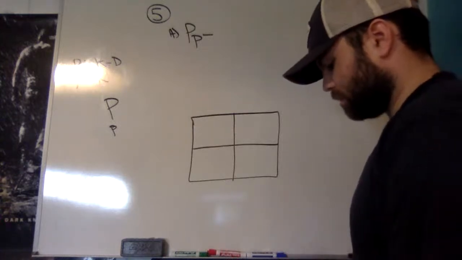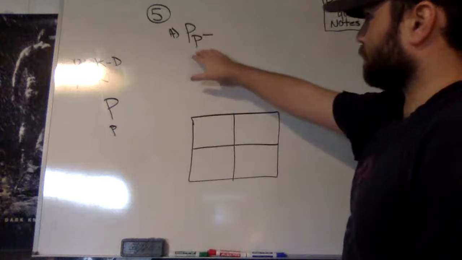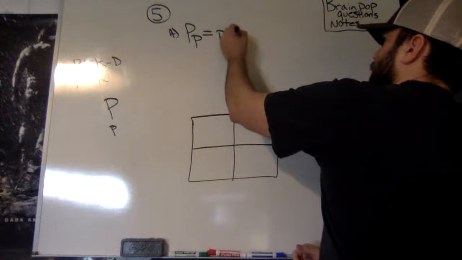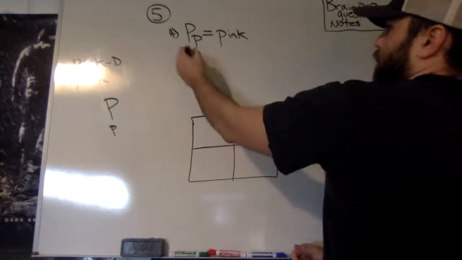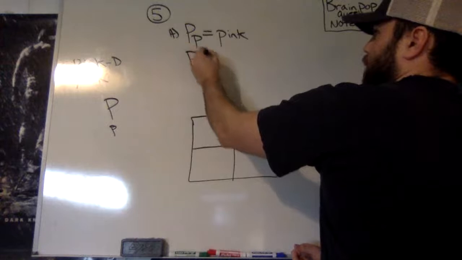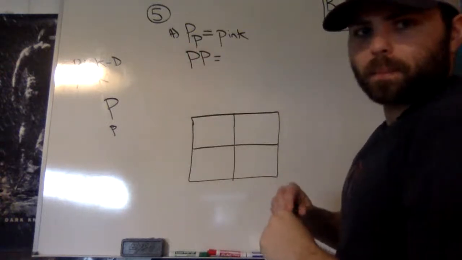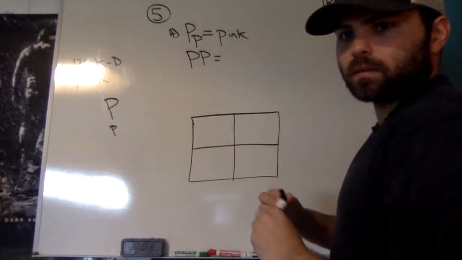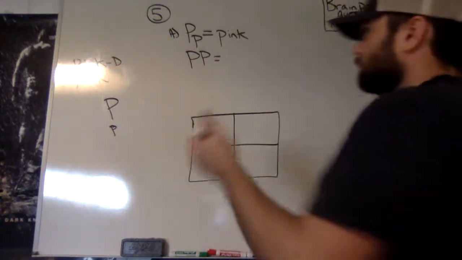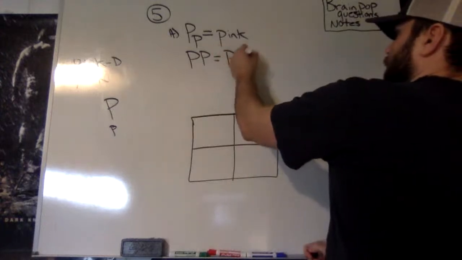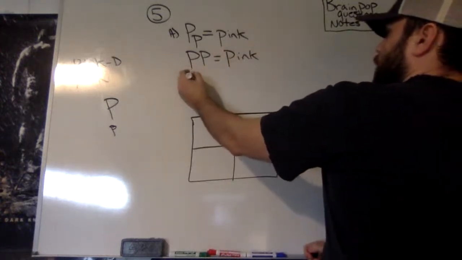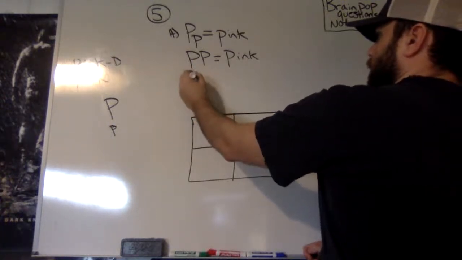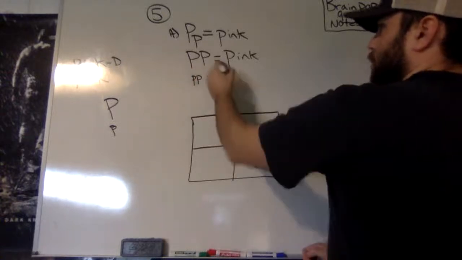All right, so for this, I got the genotype. So now we need the phenotype. Capital P, you're going to have pink. You can either have big P, little p. What if you have two capital P's? What color are you going to be? You're also going to be pink. And if you're two little p's, you're going to be yellow.